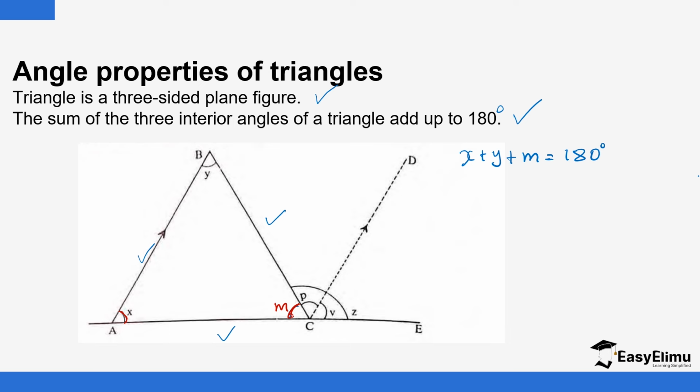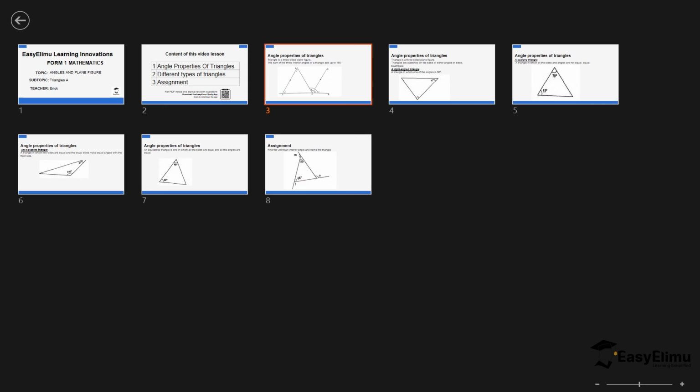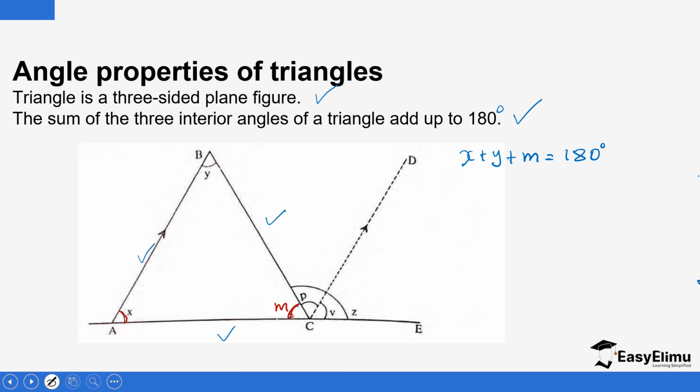Later on, we might be talking about exterior angles of triangles. For now, I'm just mentioning the sum of interior angles of a particular triangle, summing up to 180 degrees. Okay? So you take this one here, you add to that, and it should give you 180 degrees.